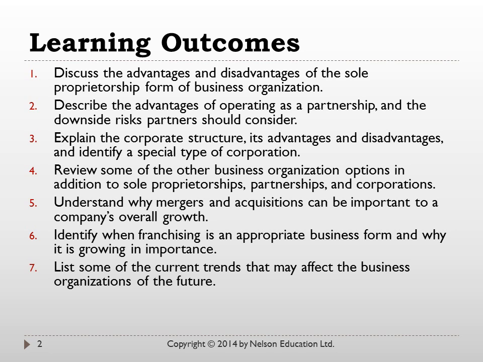In this chapter, we'll take a look at the three most common types of business organization in Canada. Those are the sole proprietorship, the partnership, and the corporation. So we're going to take a look at what each of those are, as well as some of the advantages and disadvantages of those types of businesses. We'll also take a look at some of the other business structures that exist in Canada, and then we'll take a look at the different types of mergers and acquisitions that exist in Canada and why they can be important to helping a company grow.